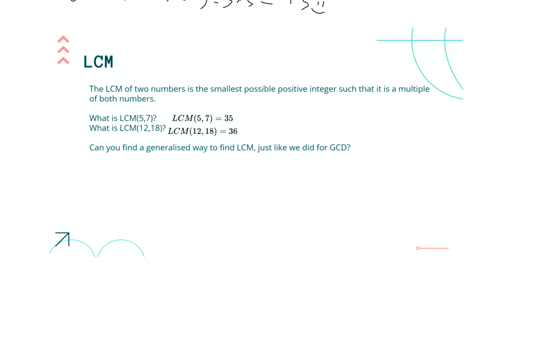If we start with 7 and we go 7, 14, go up the multiples, and then we have 21, and then 28, and then we get to 35, and then we realize 35 is divisible by 5, and it's the first one that is divisible by 5. So then the LCM is 35.